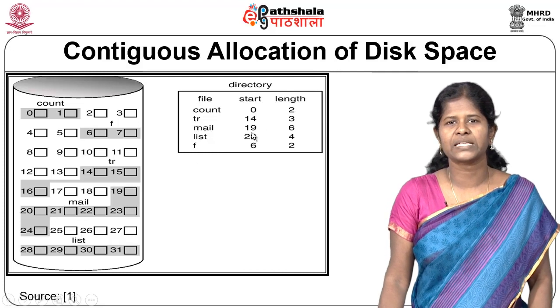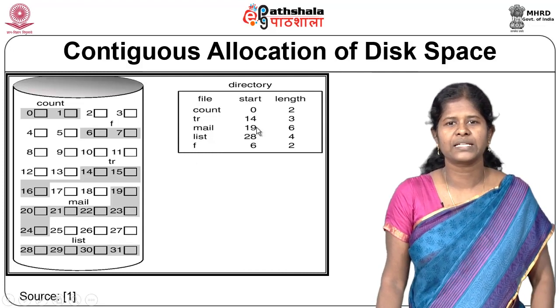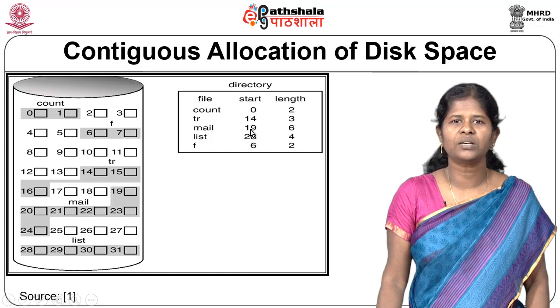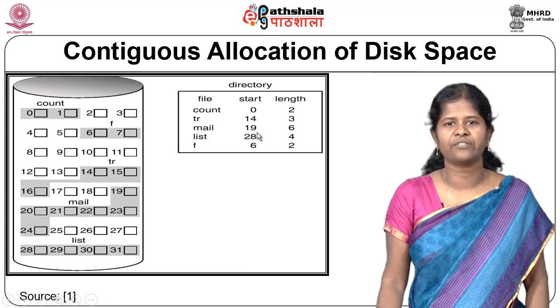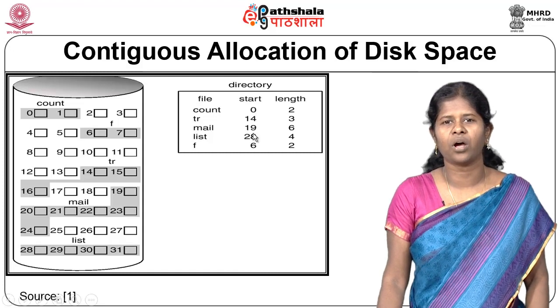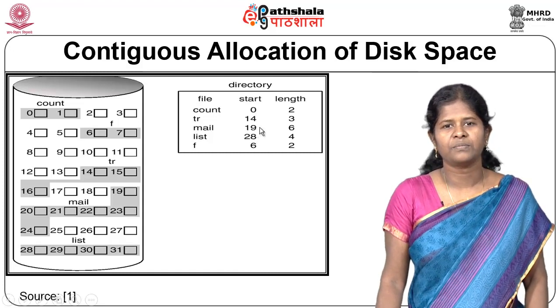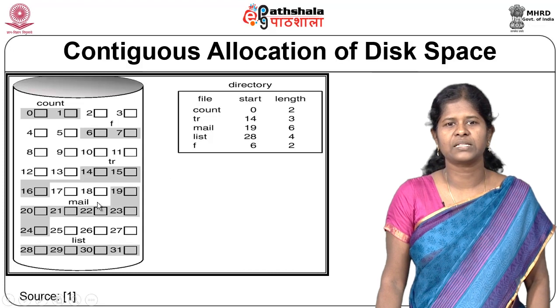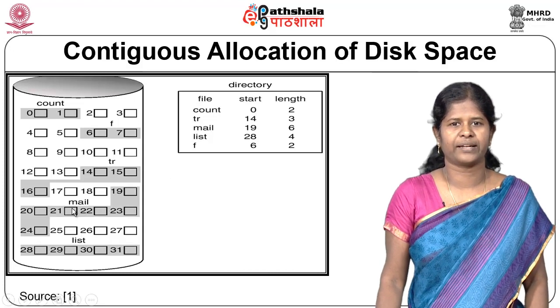Suppose we want to access the third disk block in this file. Because you know the starting disk block is 19 from the directory entry, you can calculate that the third disk block is at 21 and you can access disk block number 21 directly.